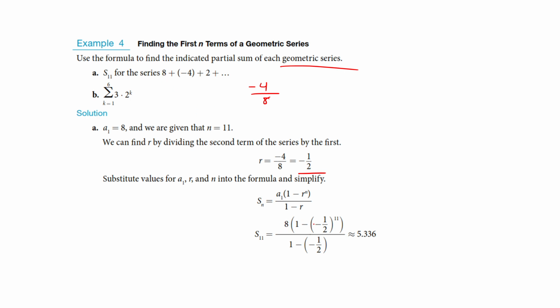8, 1 minus that common ratio, which was -1/2. N is 11, 1 minus -1/2. We've got everything we need. Crunch that down. And if you sum the first 11 terms of this geometric sequence, you get about 5.336.